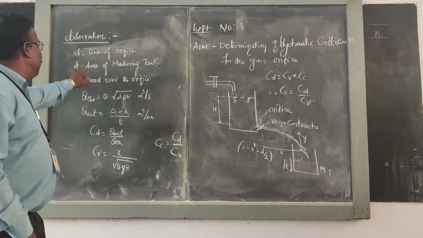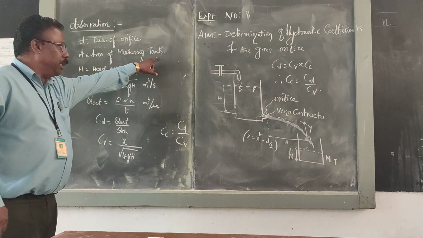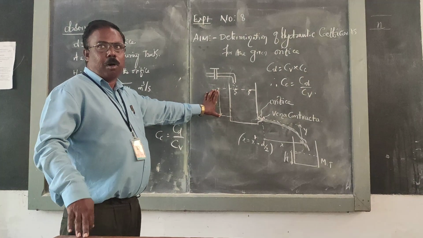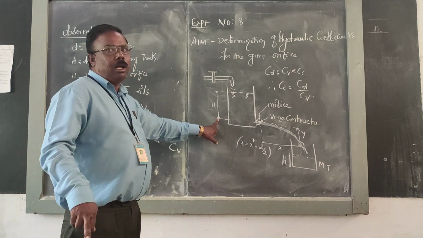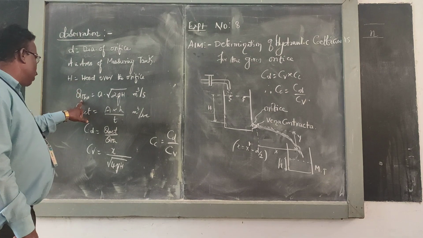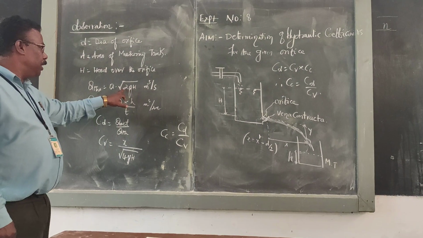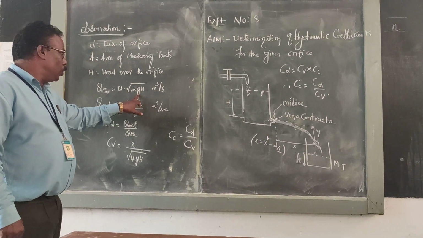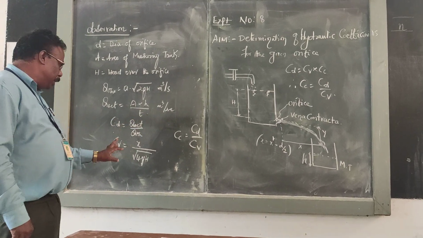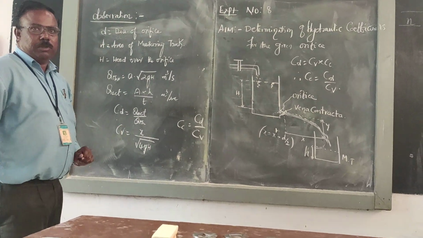In this experiment, we note the diameter of the orifice, the area A of the measuring tank, and H, the head over the orifice. The most important point in this experiment is maintaining the constant head H. Q theoretical is A into V, where V is the theoretical velocity, root 2gH, and Q actual is A into h divided by t. CD is equal to Q actual by Q theoretical. These are the observations we are going to enter in our observation book.